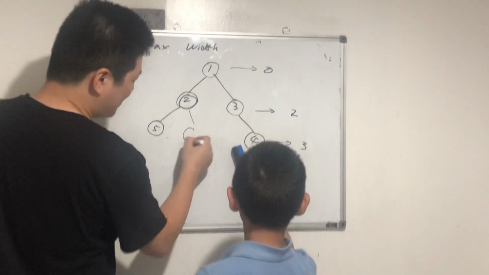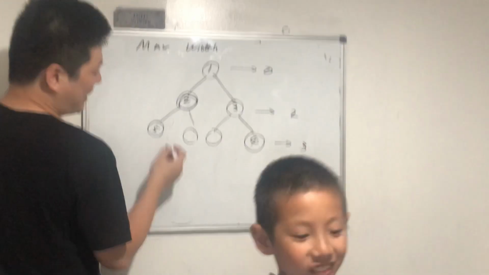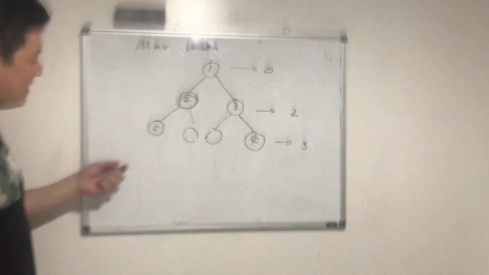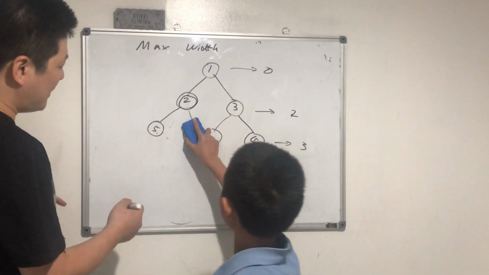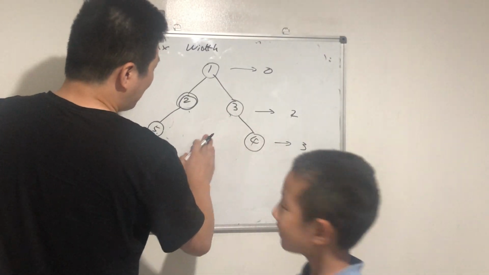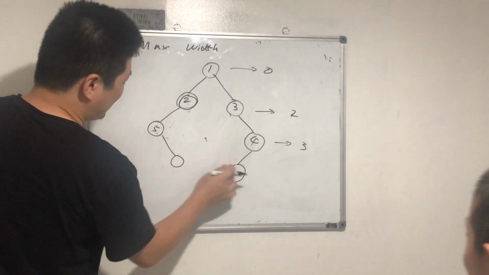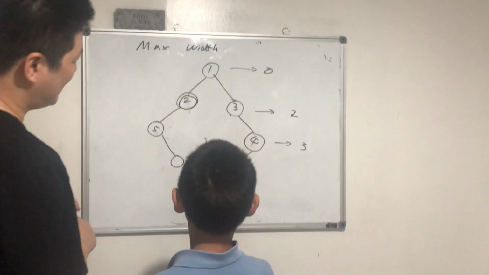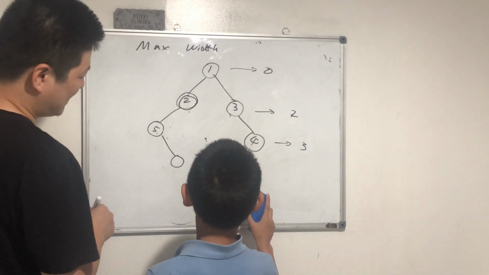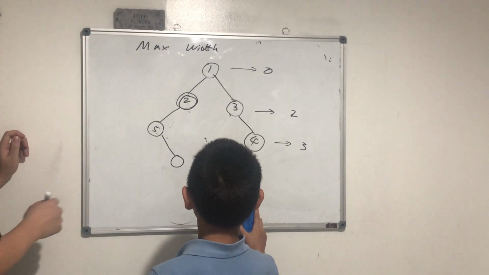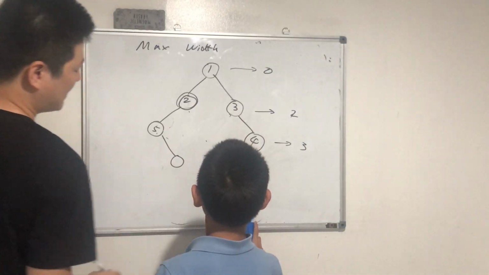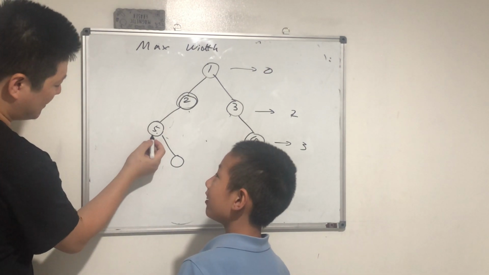So you can put one node here, and the most is 4. Yeah, 1, 2, 3, 4. Okay, so if I have another node here, what's the difference between this and this? So 3.